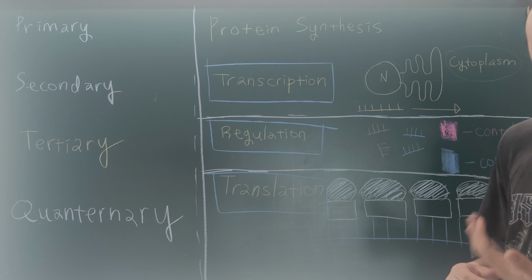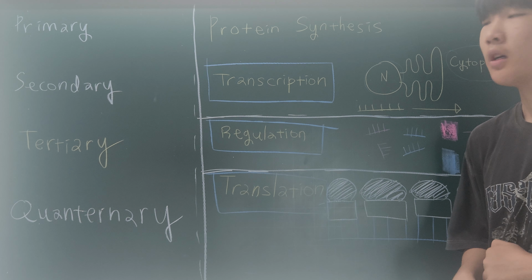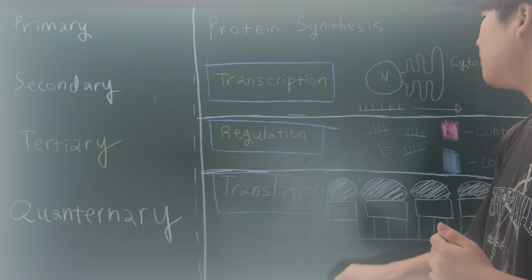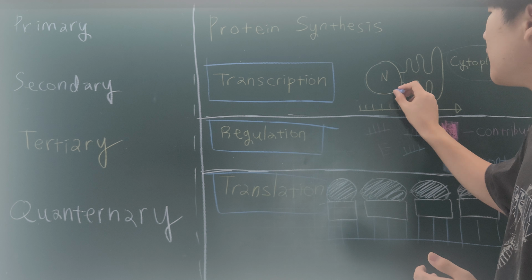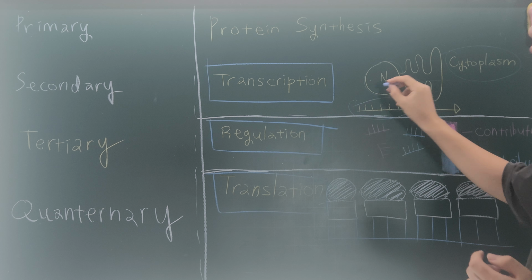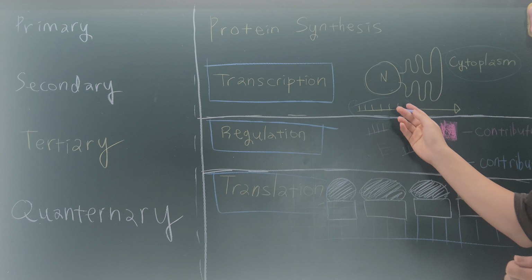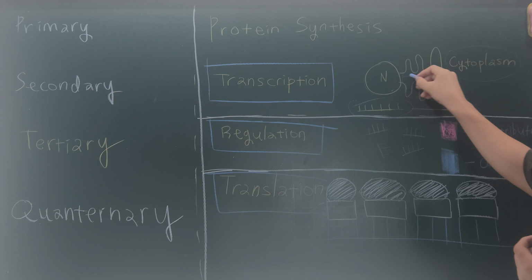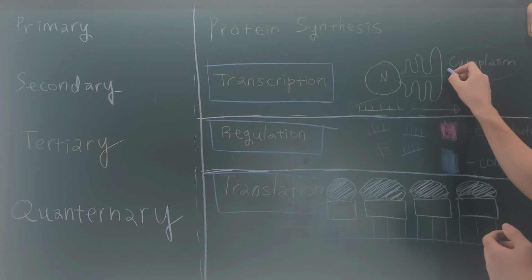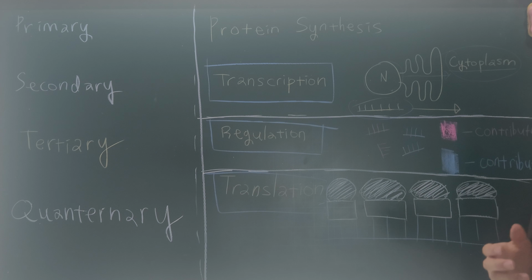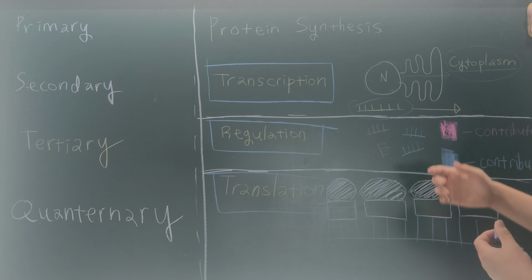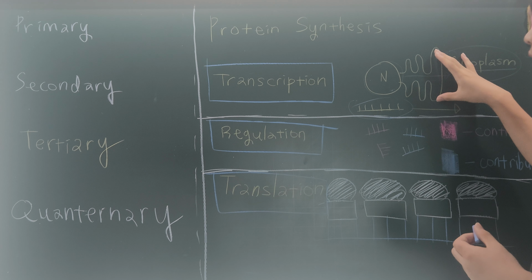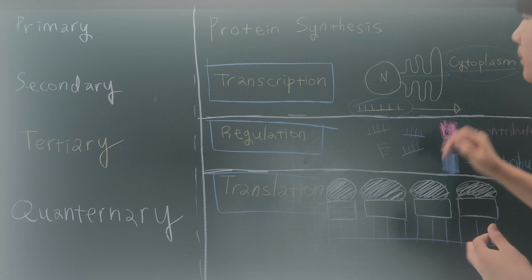Protein synthesis always starts from the mRNA. The mRNA is made from the DNA in the nucleus. So this is the mRNA strand and this is the nucleus. When the mRNA is made, it passes through the endoplasmic reticulum to the cytoplasm. And you should remember from the cell organelles part what the endoplasmic reticulum and the cytoplasm is.